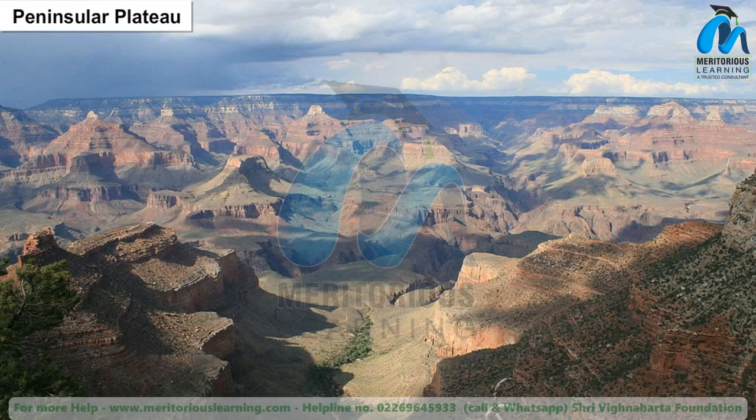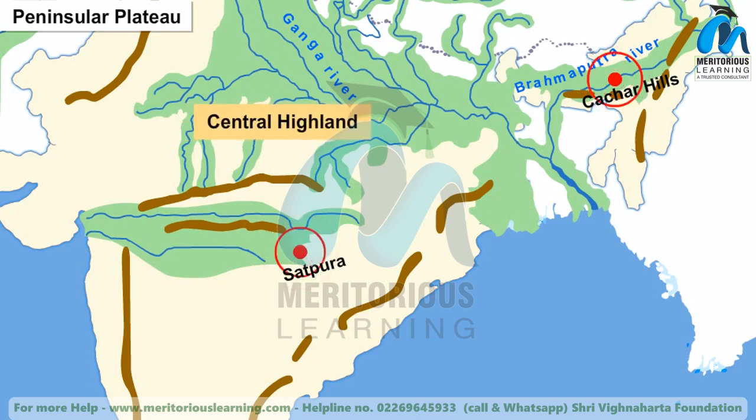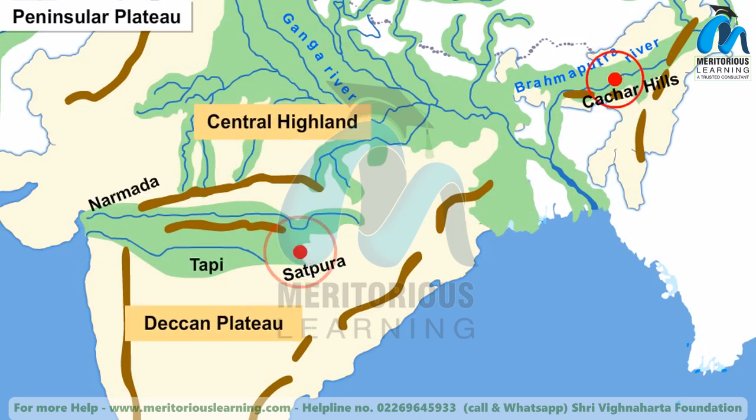Peninsular Plateau. The Peninsular Plateau is made up of metamorphic and igneous rocks. From the Satpura Range, it stretches far into the east up to the Kachar Hills. It is divided into 2 major regions, the Central Highland and the Deccan Plateau, by rivers Narmada and Tapi.